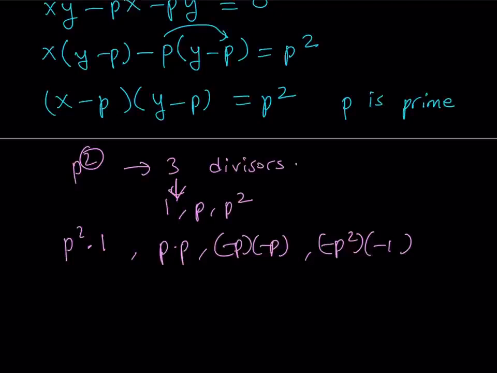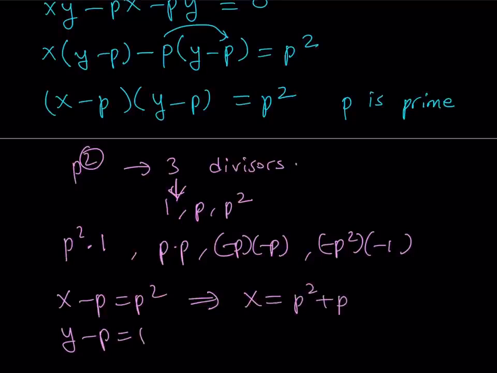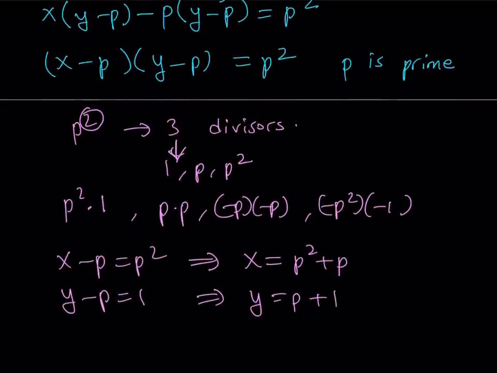Okay? So let's go ahead and start with the p squared and 1. So this means that x minus p can be p squared, and at the same time, y minus p can be 1. From here, x equals p squared plus p, and y equals p plus 1. So that means that those are the possible values for x and y when p is a prime number, which also means that they can switch around, because p squared times 1 is the same as 1 times p squared.